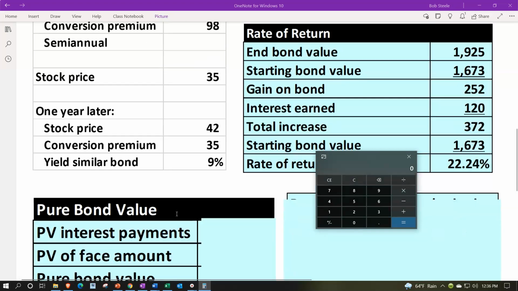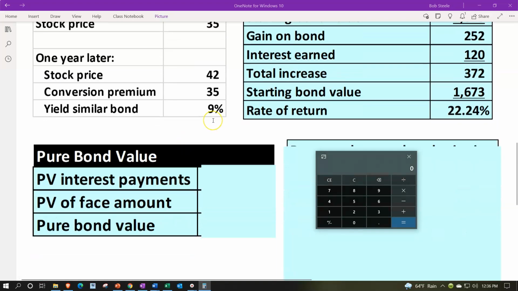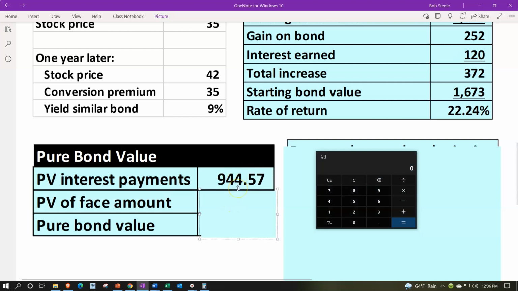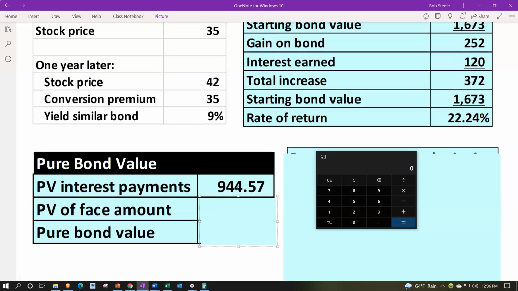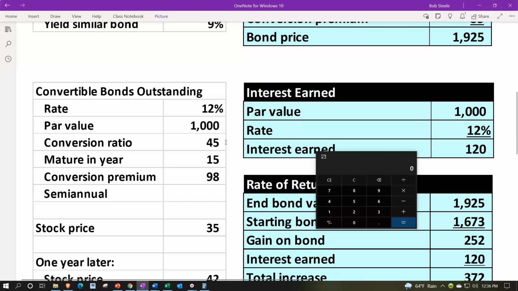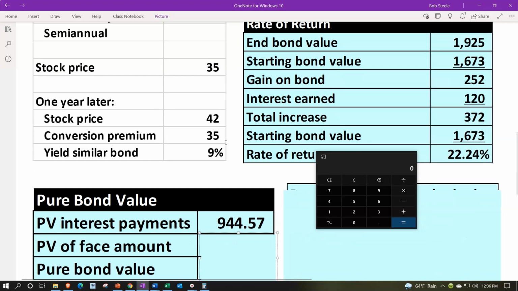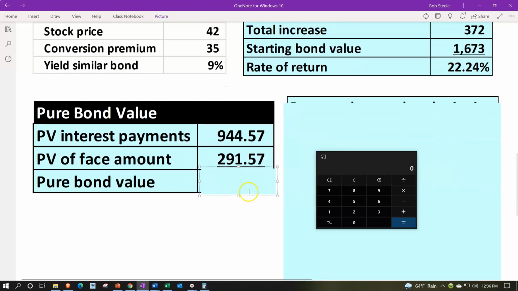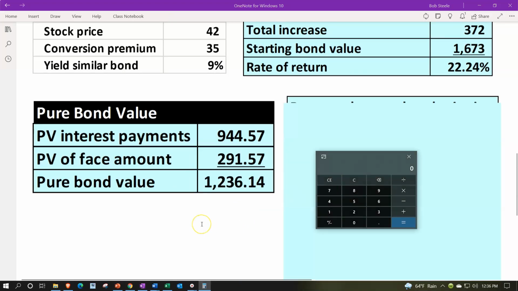So if we present valued those using the 9% down here, we then are going to be getting the 944.57. Then we have the $1,000 that would be gotten at the end of the maturity time period. Once again, present valuing it at the 9%, giving us the 291.57. If we add those together, we're going to get the bond value of the 1236.14.